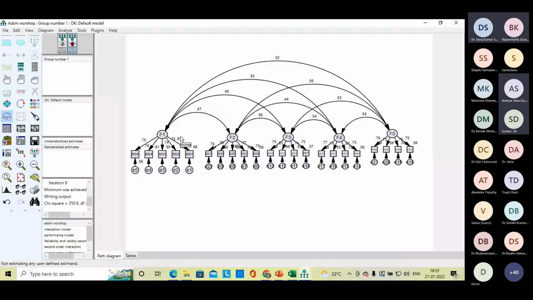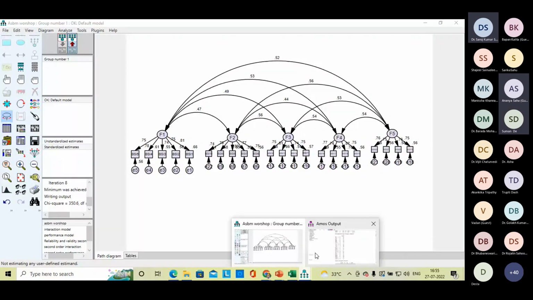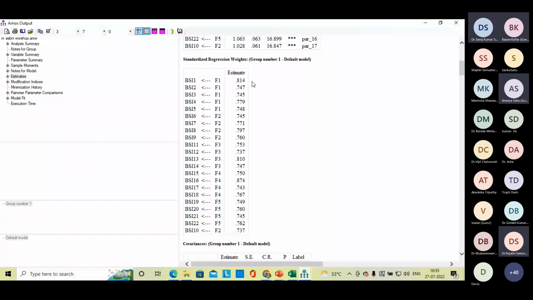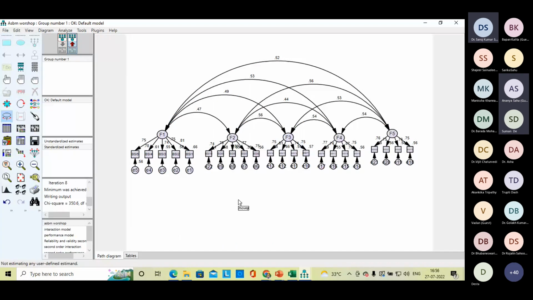These values are here. 0.81. See, it is written 0.814, so it is 0.81. Then it is 0.747, which can be taken as 0.75. BSI 2 to F1, look at the diagram. It is showing 0.75. Look at my cursor movement. Is that right? Yes, sir.